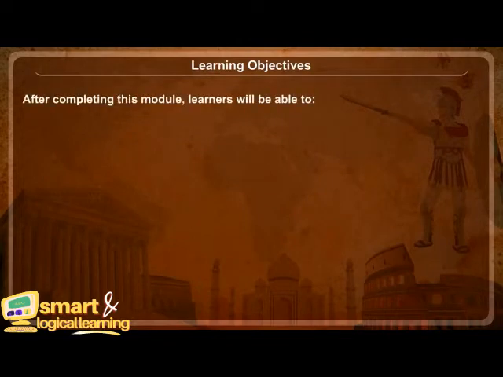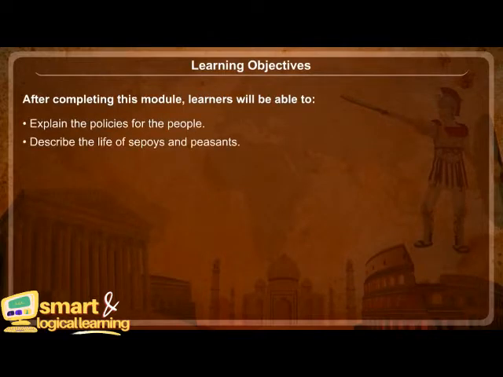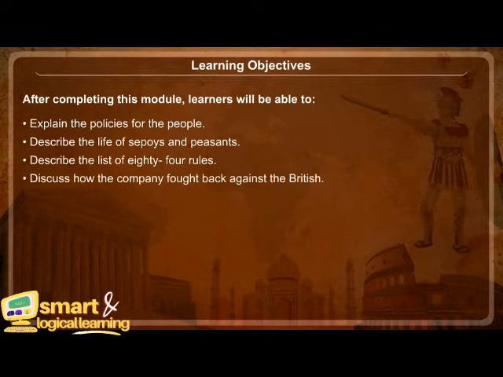Learning objectives. After completing this module, learners will be able to explain the policies for the people, describe the life of sepoys and peasants, describe the list of 84 rules, and discuss how the company fought back against the British.